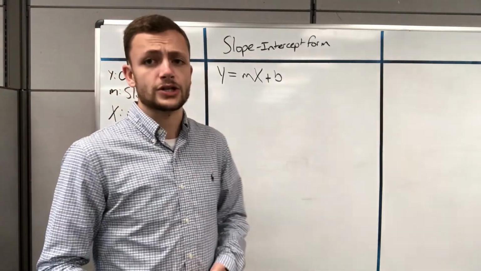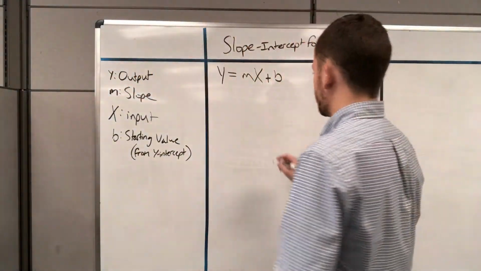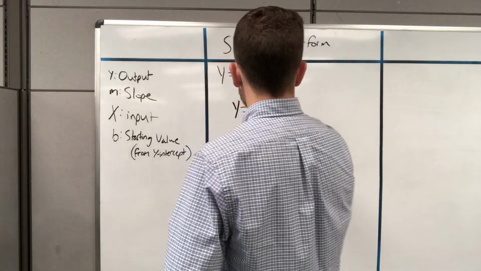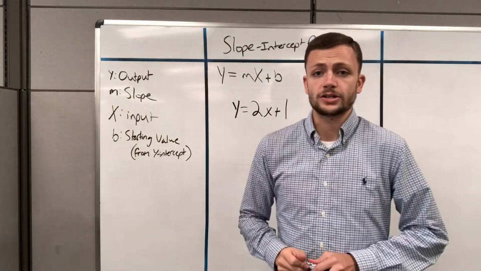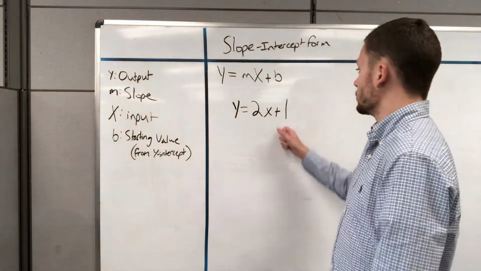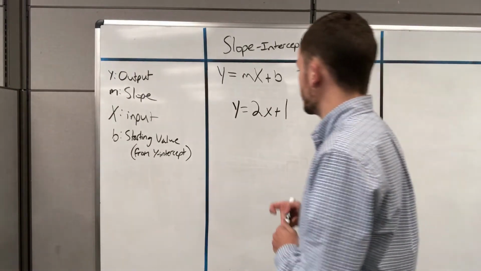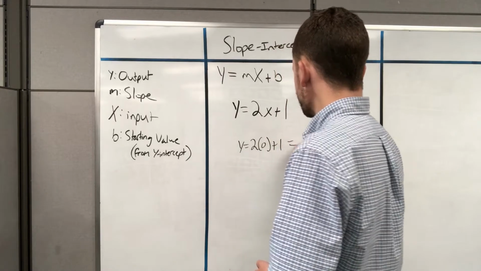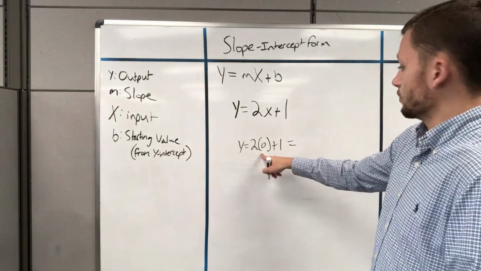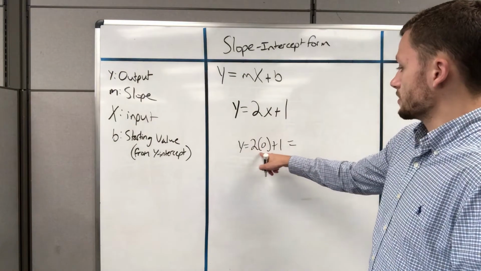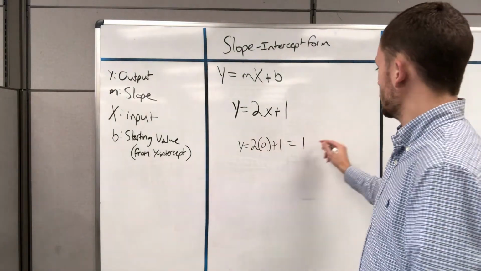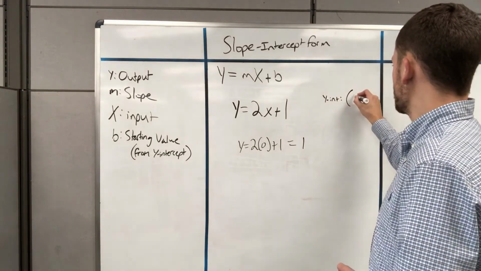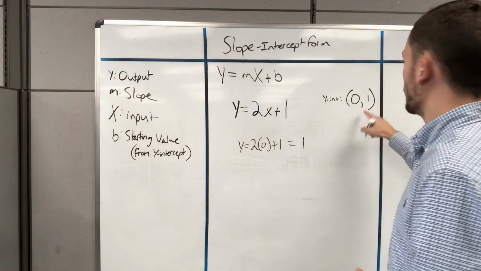So let me give you an equation in slope-intercept form, and we'll talk about it. Y equals 2x plus 1. So if we were to graph that equation, our starting value would be 1. So if I plug 0 in for x, I'd get y equals 2 times 0 plus 1. And the y value, when x is 0, 2 times 0 gives me 0, so it's 1. So my y-intercept is 0, 1. That'd be the ordered pair.